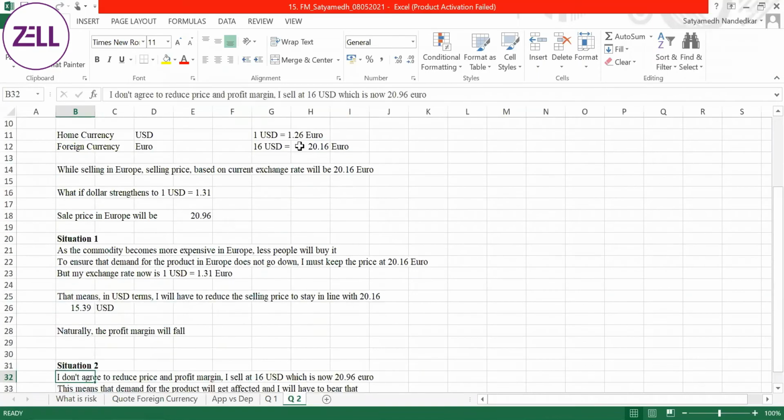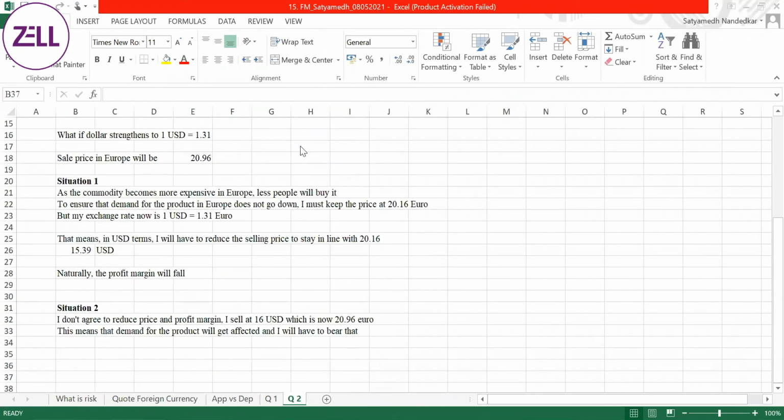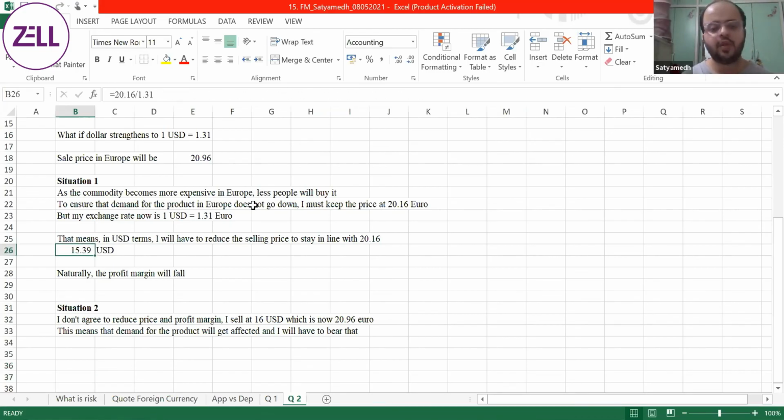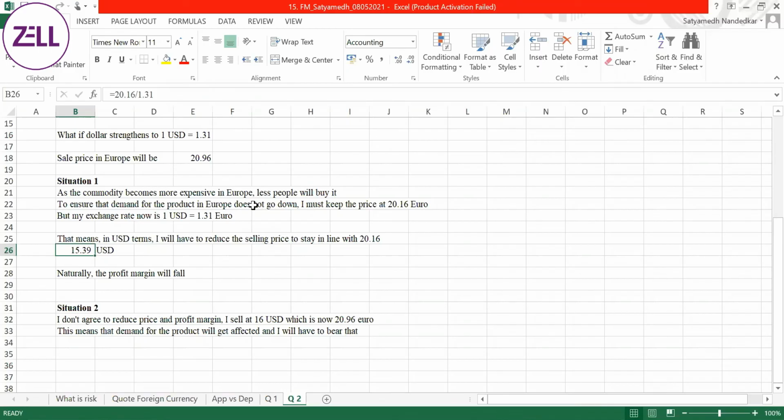Sir, I have a question. Yes, tell me. Like you said, the person will not sell it below 16 USD, that 15.39 rate, because he doesn't want that. He wants the profits to be higher rather than getting the demand. But then you said that the exchange rate, the market rate, is always affected by demand and supply forces. So if he does not agree to change it, then his euro will depreciate more, right? No. Here he is saying that I have to sell at 20.16, so I will have to change my USD price. I will have to invoice them at $15.39, and only then will the price be 20.16 euro. Oh yeah, yeah. Right? Yep.